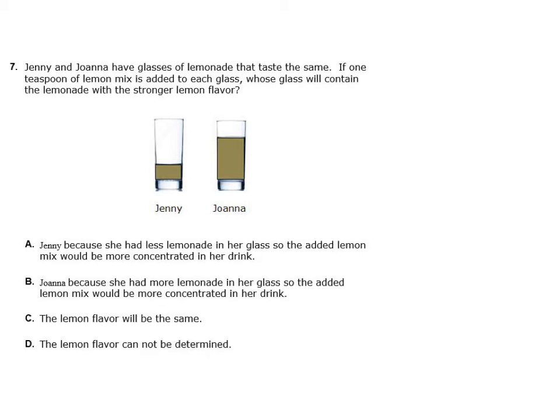It says Jenny, because she had less lemonade in her glass, so the added lemon flavor would be more concentrated in her drink. So it's asking which one is stronger. So the concentration in Jenny's glass would be stronger than Joanne's. That's what the first one is saying. So Jenny is stronger or greater than Joanne's lemon flavor.